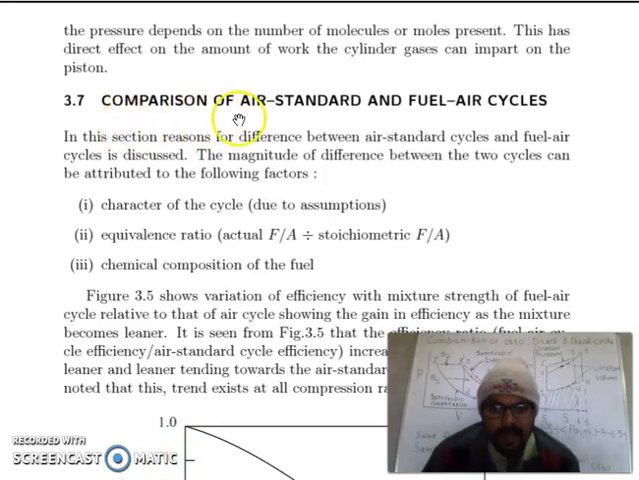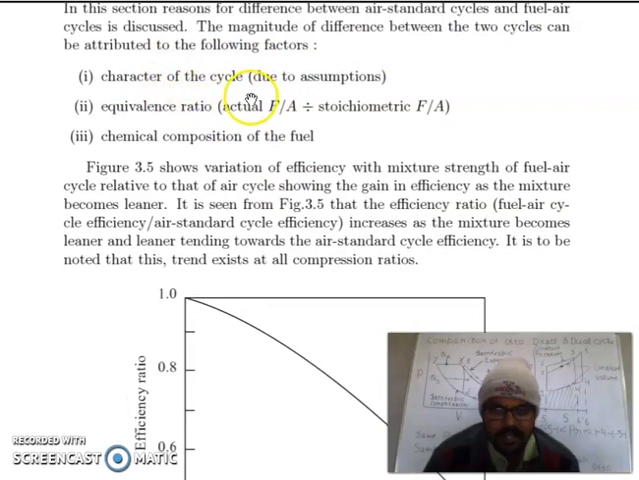So you can see here a comparison of air standard and fuel air cycles. In this section, reasons for the difference between air standard cycles and fuel air cycles are discussed. The magnitude of difference between the two cycles can be attributed to the following factors. First is the character of the cycle due to assumptions. Second is the equivalence ratio, that is the actual fuel air ratio to the stoichiometric fuel air ratio. Third is the chemical composition of the fuel. So these three are the factors.